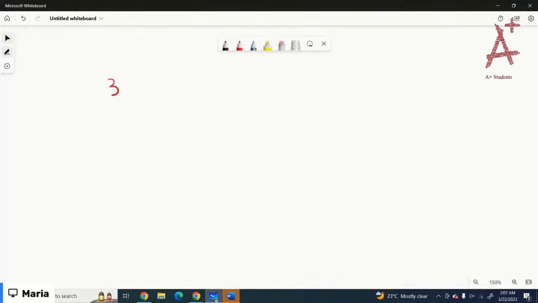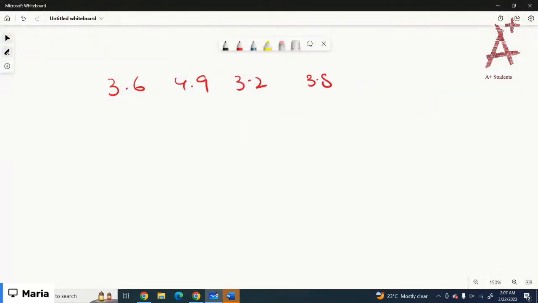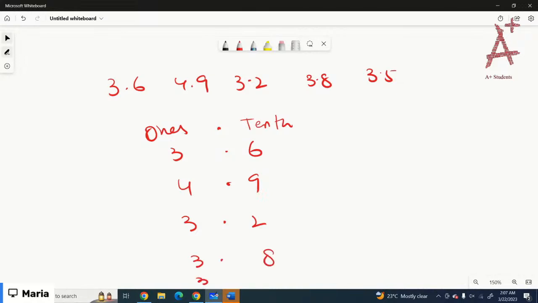3.6, 4.9, 3.2, 3.8, 3.5. Okay, let's just arrange them from least to greatest. First, I'm going to line them up in the place value chart. So it would be ones, decimal point, and tenths. So it would be 3.6, 4.9, 3.2, 3.8, and 3.5.